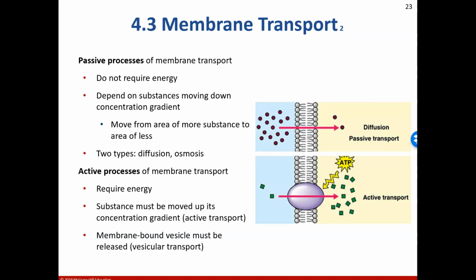With active processes, it's going to require energy, and that's why we see ATP over here. We're going to see that it has the opposite of what we saw in the passive transport, meaning passive went from high concentration to low concentration. Notice how here we are going from an area of low concentration to high concentration. So we are going against the concentration gradient. And our membrane-bound vesicles have to be released in vesicular transport.